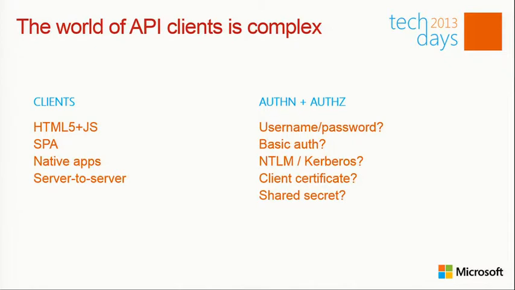Cool. There are a lot of different API clients. There are mobile clients, there are tablets, there are web browsers, there are fridges. There are a lot of things you can use to consume your API. Also, there are a lot of different mechanisms of authenticating. There's username and password, there's Kerberos, there's Windows authentication, there's, you name it, client certificates that you can use.